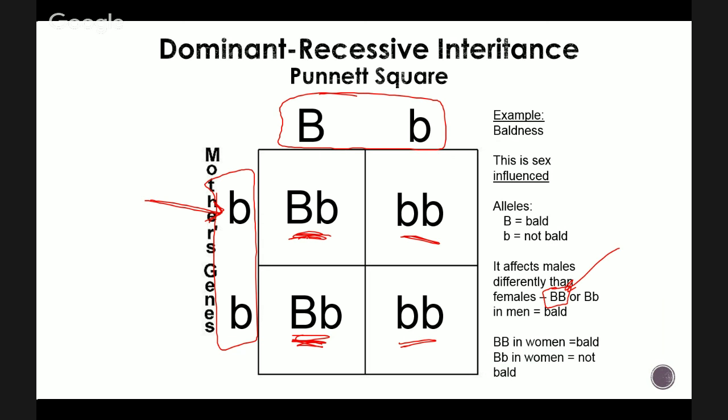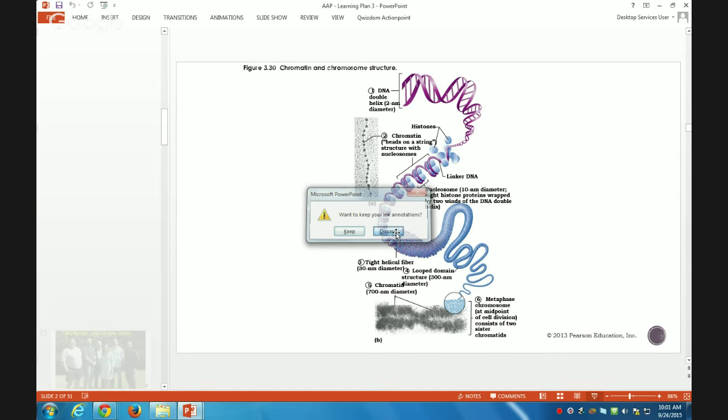But this is what we call dominant recessive inheritance, but it's a sex influenced dominant recessive inheritance. That's because the gender of the individual influences the actual phenotype. The genotype could be the same, but the gender affects the phenotype, the presentation of it. All right? Ready for a break? Okay, let's go ahead and take a break and then we'll come back and look at a couple other ones.